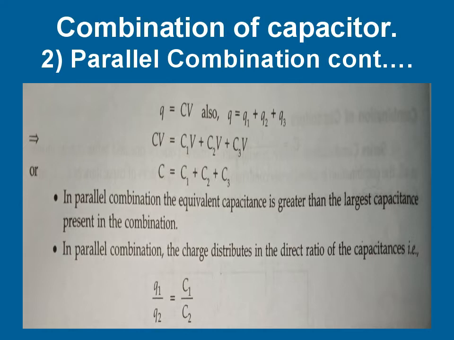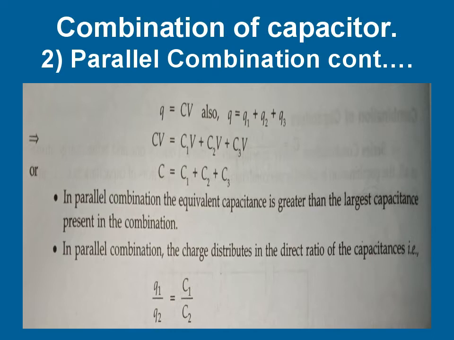You know the value of Q, Q1, Q2 and Q3. Put all values. What you get? CV equals C1V plus C2V plus C3V. Now as you know, in parallel combination potential remains same, meaning V remains constant. Therefore divide this equation by V, what remains? C equals C1 plus C2 plus C3. This is the value of equivalent capacitance when we connect all capacitors in parallel combination.